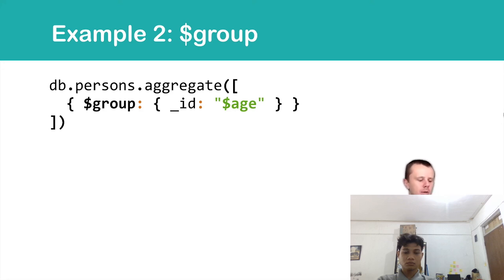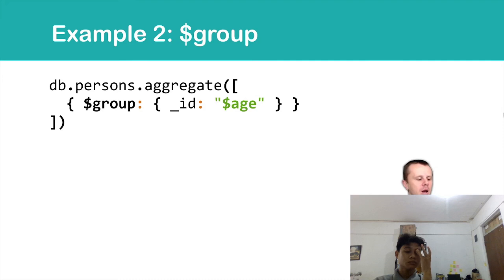Then comes colon, and then key value pair. Key underscore ID is mandatory, and value is a string with $age. This is an expression that refers to the age field of the input documents. Question: which input documents are passed to this group stage?